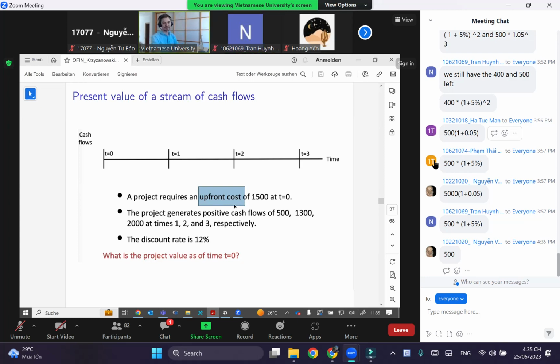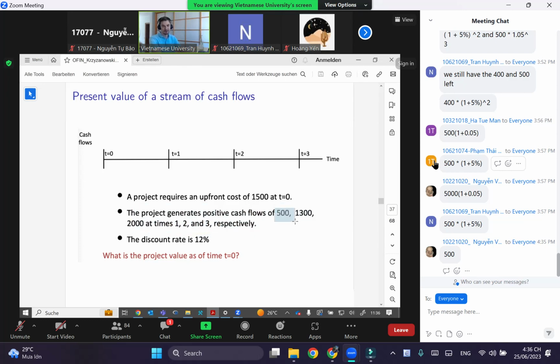Exactly. Perfect. That's exactly what is the case, right? We have upfront cost in the amount of 1,500. These 1,500 you do not get as a firm, but you have to give them to someone who will provide you some service back. But in terms of cash, you have an outflow of 1,500 at T0. And after this initial upfront cost of 1,500, the project then generates positive cash flows of 500, 1,300, and 2,000 at times 1, 2, and 3.